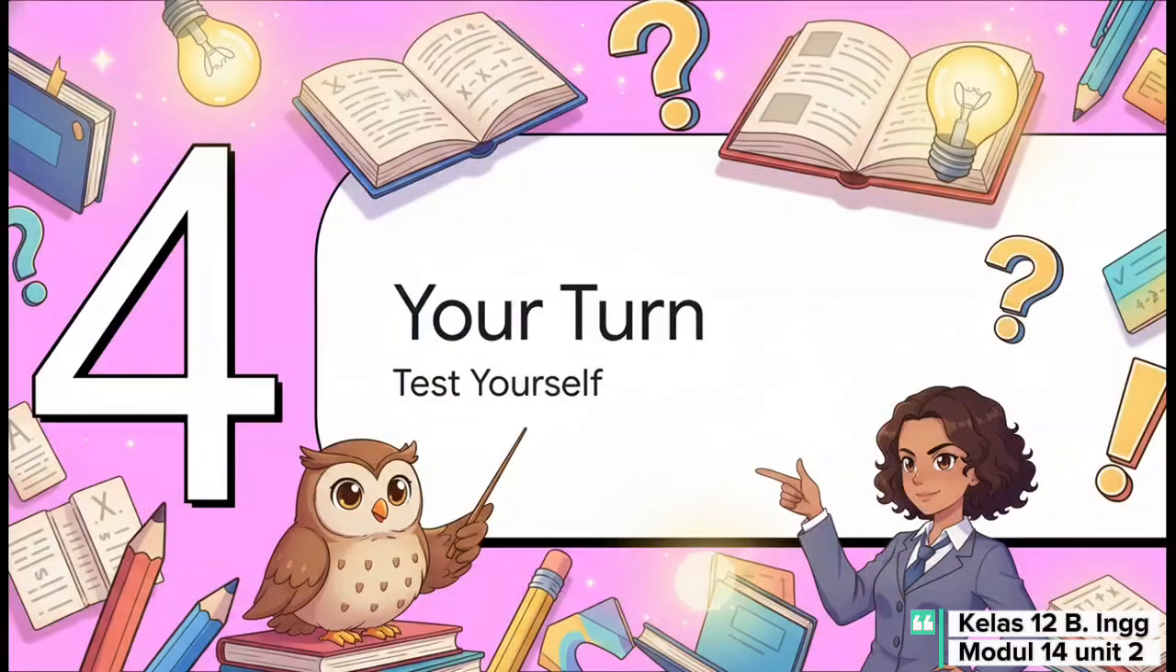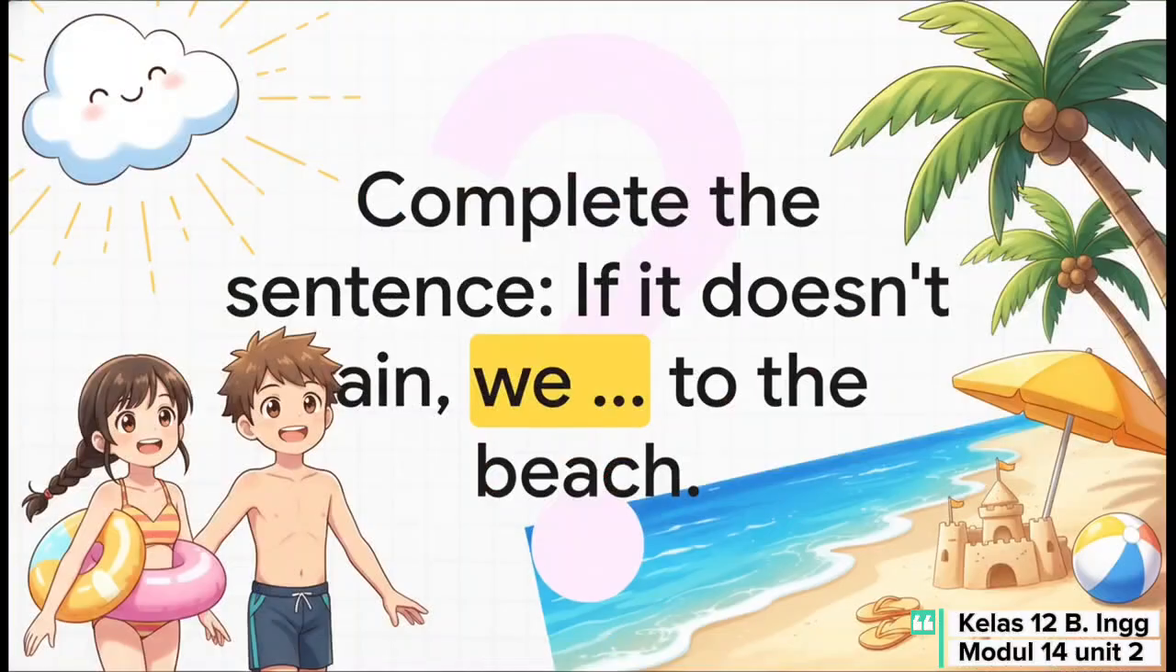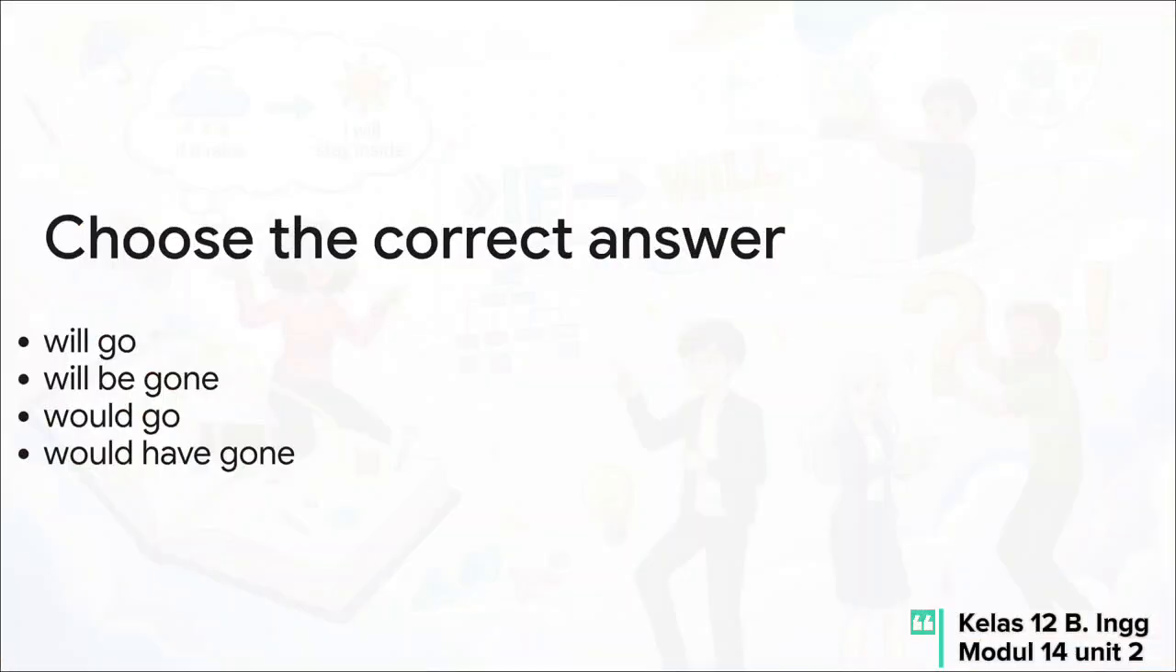Okay, theory's over, examples are done. Now, the moment of truth. It's your turn. Let's do a quick pop quiz to see if you've got this down. All right, here is your challenge, and this one comes straight from the textbook's own test section. How would you finish this sentence? If it doesn't rain, we blank to the beach. The condition is set. What's the result going to be? Okay, here are your options. Is it A, B, C, or D?